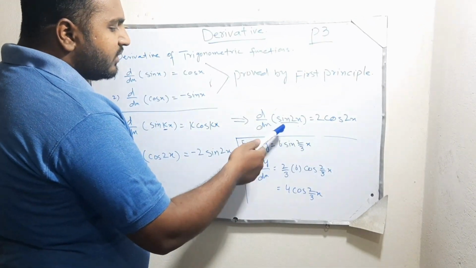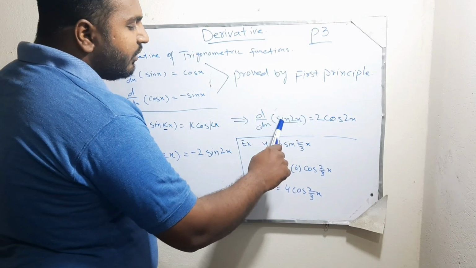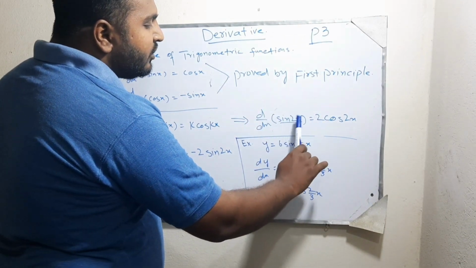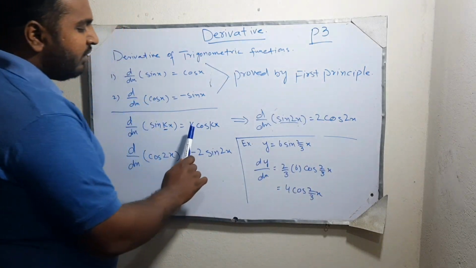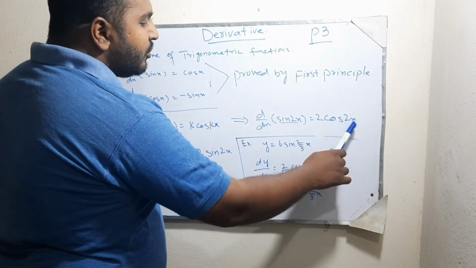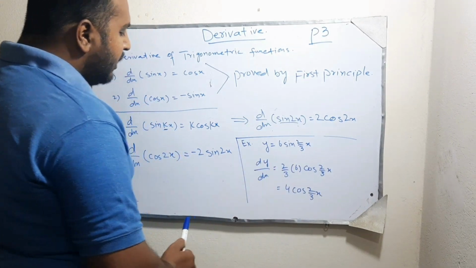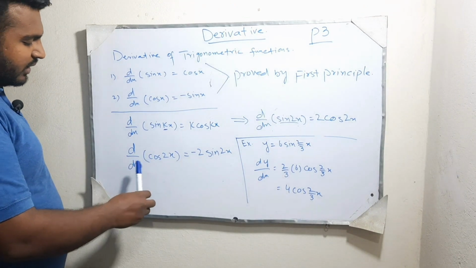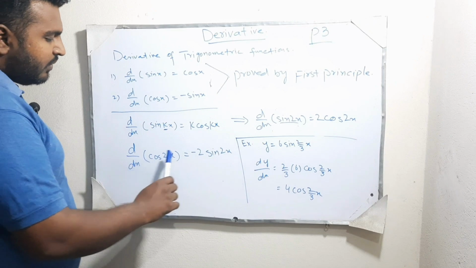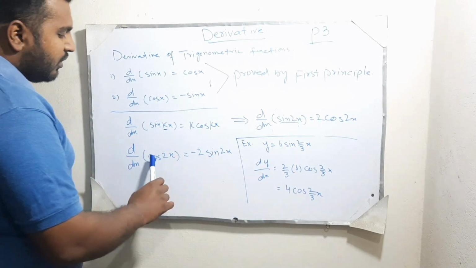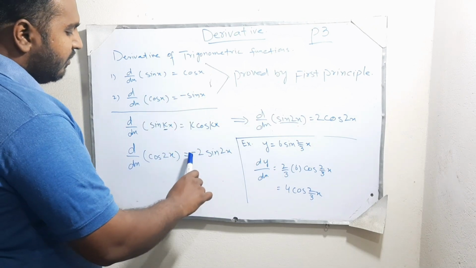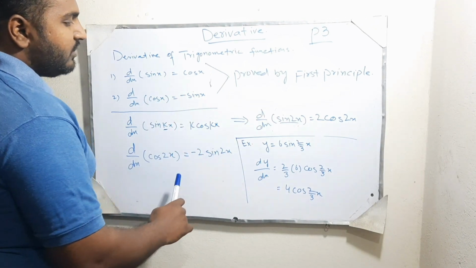We can take an example here, like d over dx of sin 2x. Here this 2 will multiply, like this k was multiplied here, and the derivative of sin 2x would become 2 cos 2x. Now we can take another example of cos 2x. The derivative of cos 2x would become minus 2 sin 2x, because the derivative of cos x is minus sin x. Therefore we have minus 2 sin 2x.